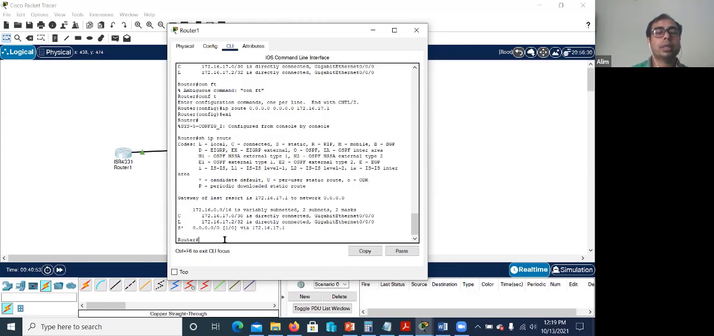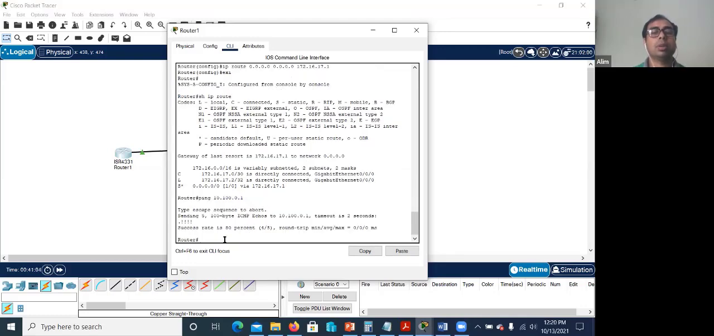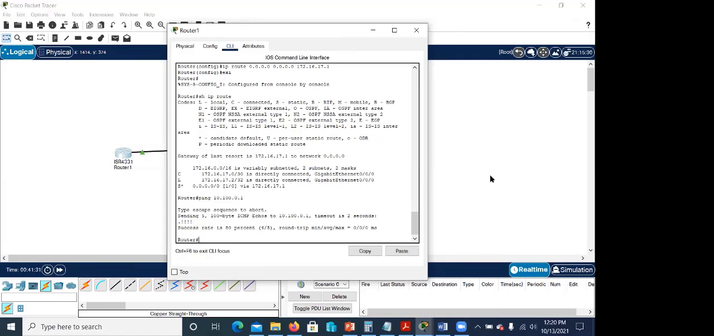So how can we ping the IP address of the loopback, Loopback 1? Okay, we can ping, this is reachable. So can you understand these commands or differences? Yes, sir.